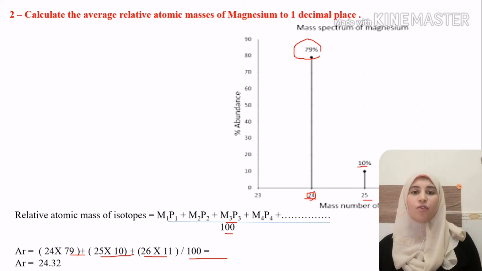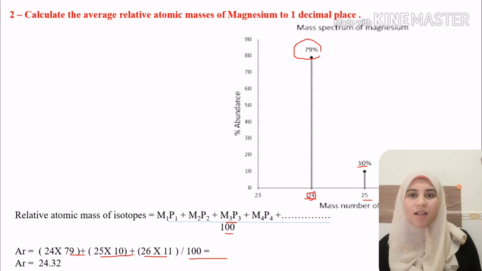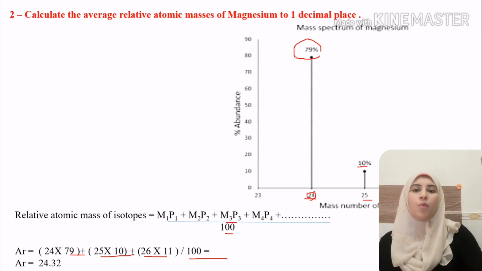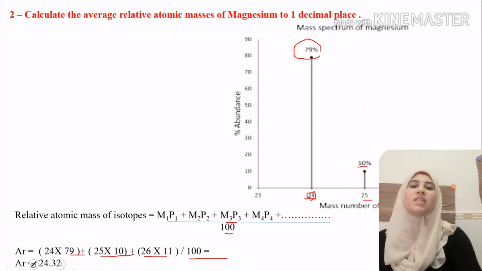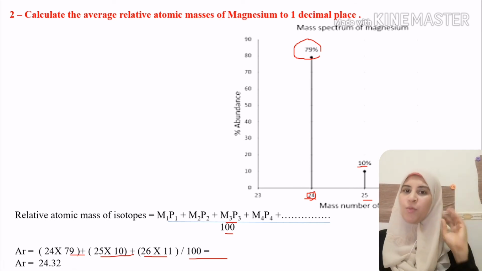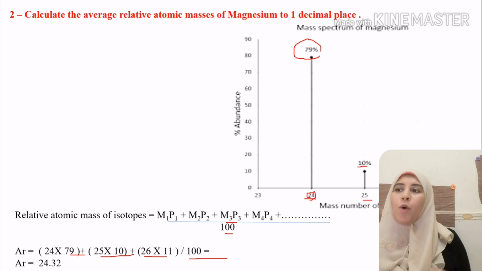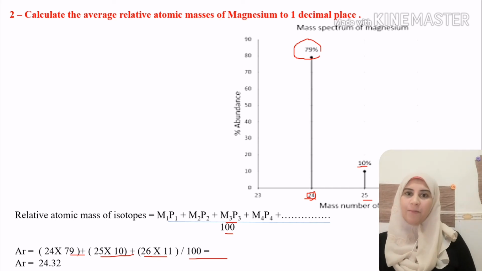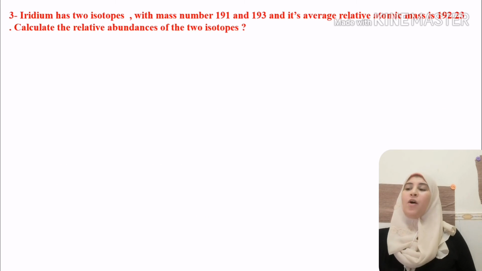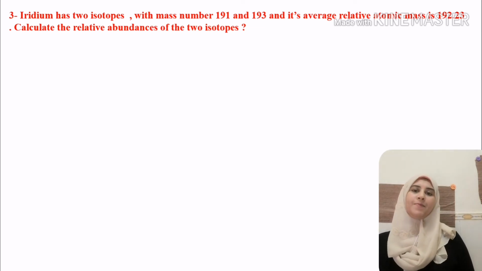So the percentage of our isotope is what? All of these calculations will finish with 24.32. It is correct. I told you before, your value must be near 24. Okay? Now we will start the last example, and it is the hardest one.